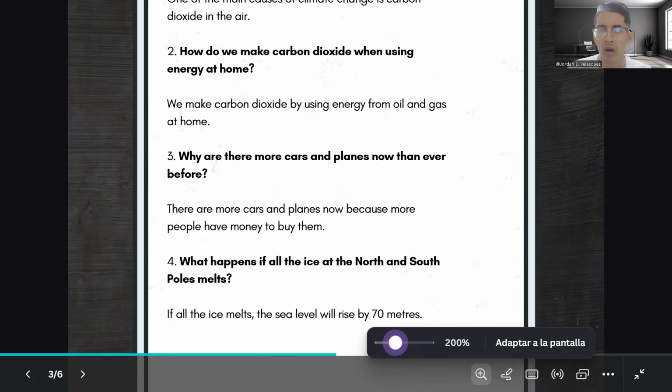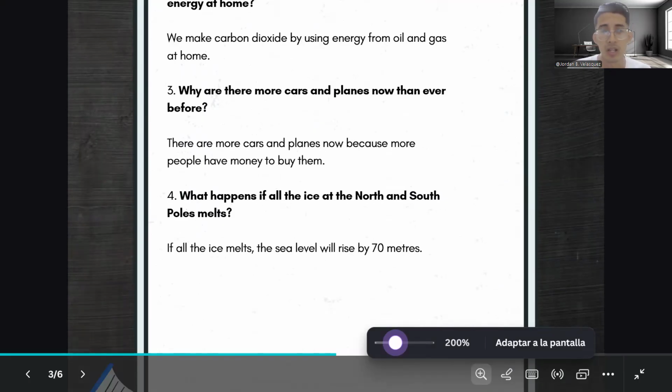Number 3, why are there more cars and planes now than ever before? There are more cars and planes now because more people have money to buy them. Number 4, what happens if all the ice at the North or South Pole melts? If all the ice melts, the sea levels will rise by 70 meters.